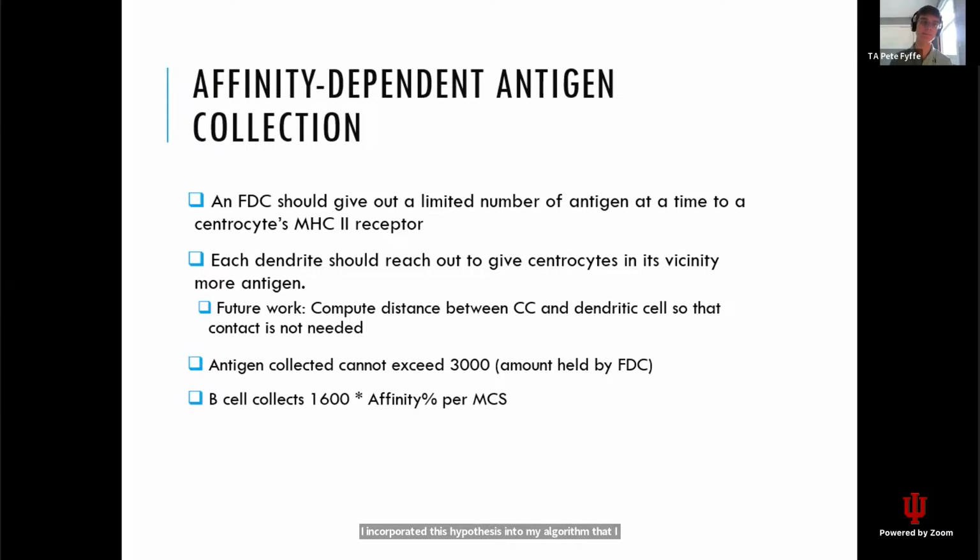Essentially, a follicular dendritic cell only gives out a limited number of antigen at a time, and the level of antigen it gives out depends on how long it's in contact with that B cell. It's going to scale based on its affinity score. Affinity score is basically just like a matching between how well the antibody is at combating the foreign antigen.